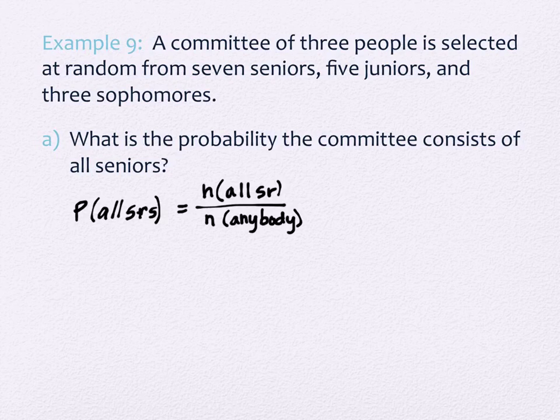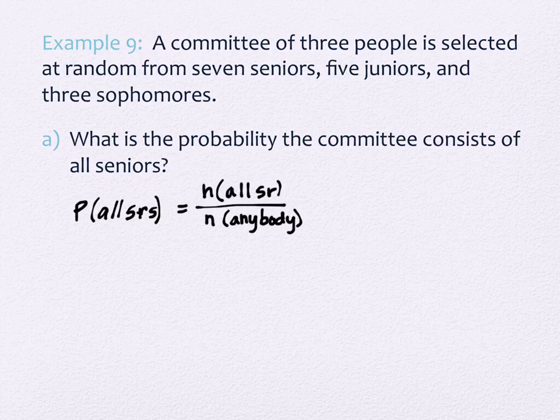See, in the last question, I did parts A and B, and then we did part C, right? C was the probability question. We've sort of skipped parts A and B here. I need to figure out the number of ways of getting all seniors and the number of ways of getting anybody. This is a committee. On a committee, does it matter if you're chosen first or last? No. So does the order matter? No. So we're going to be working with combinations.